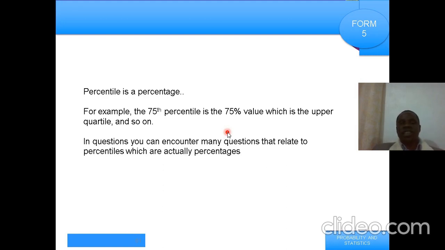You can be asked to find the 25th percentile. It's 25%, which is a quarter of the data. You can be asked to find any percentage. So you just need to get that percentage, work it out from the cumulative frequency, and then get the value.